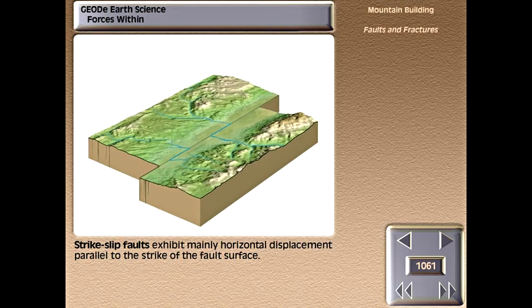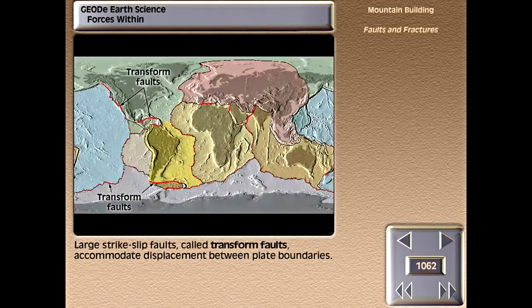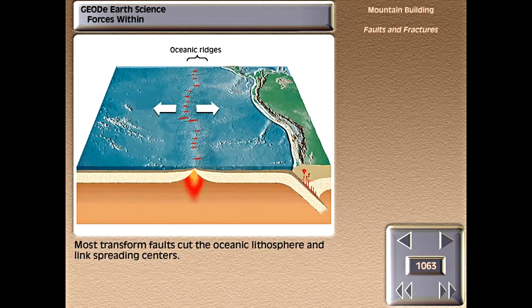Strike-slip faults exhibit mainly horizontal displacement parallel to the strike of the fault surface. Large strike-slip faults, called transform faults, accommodate displacement between plate boundaries. Most transform faults cut the oceanic lithosphere and link spreading centers.